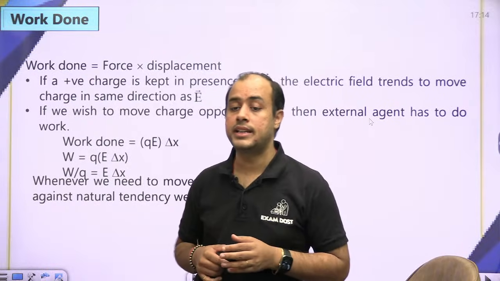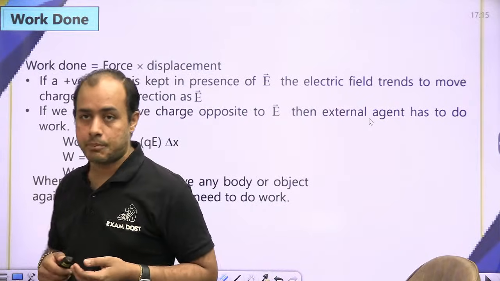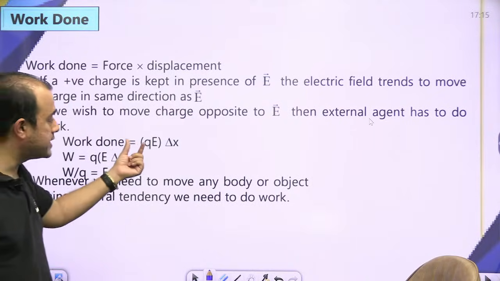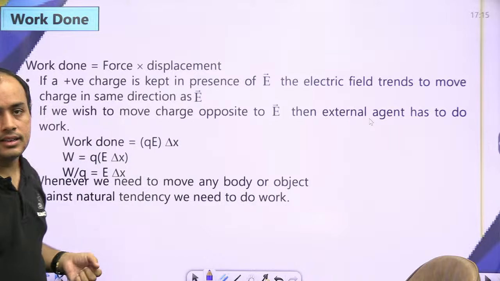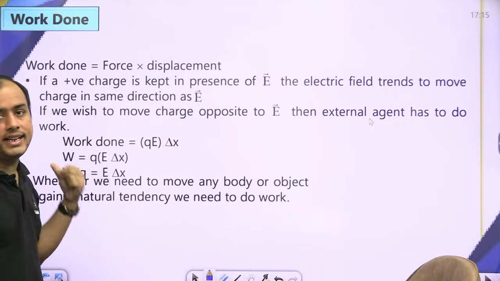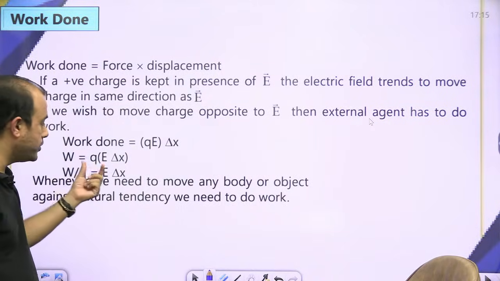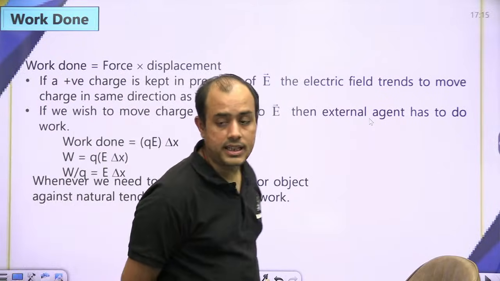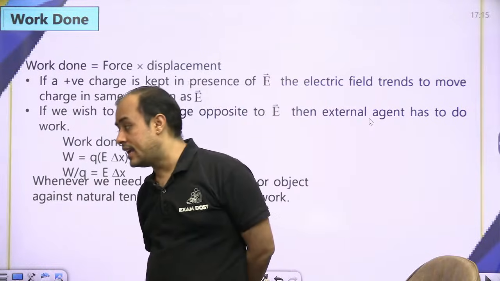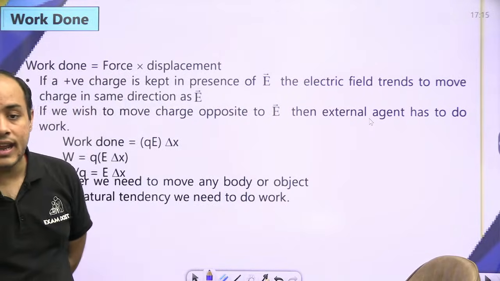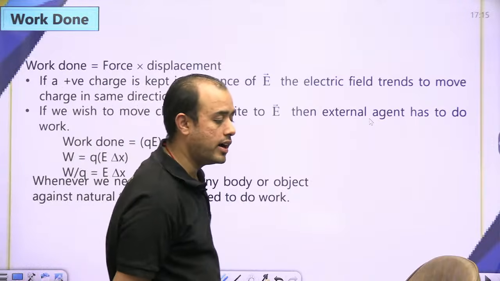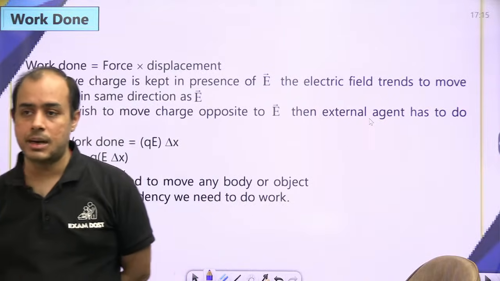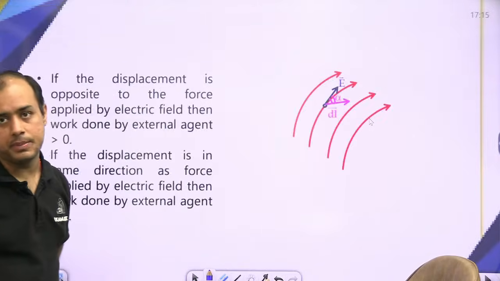मुझे मेहनत करनी पड़ेगी अगर चार्ज को फील्ड के अपोजिट लेके जाना है. And what will be the effort? Force is QE into displacement. So you can write it Q into E delta X or work done per unit charge is E delta X. ठीक है? So always remember beta, whenever you need to work against the natural tendency of any system, you need to work on the system. सिस्टम का जो स्वभाव है अगर उसके विपरीत उससे काम कराना है तो उस पर मेहनत करनी पड़ेगी.